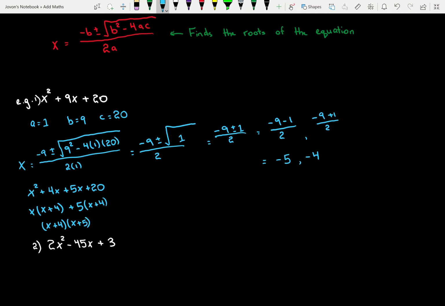And again, if you put this equal to 0, we'll get x is equal to minus 4 and x is equal to minus 5, which is exactly what we got here. So you're going to get the same answer, okay? But factorizing is much easier, much quicker than having to write out the quadratic formula and solve for it, okay?